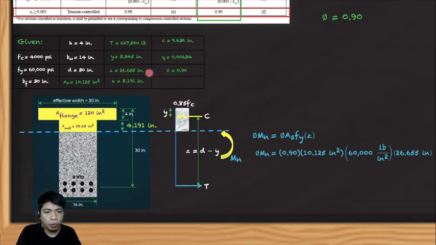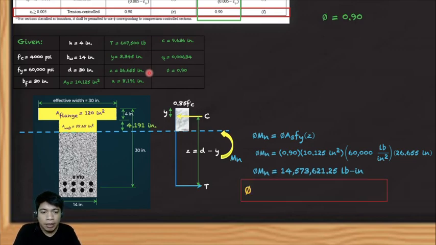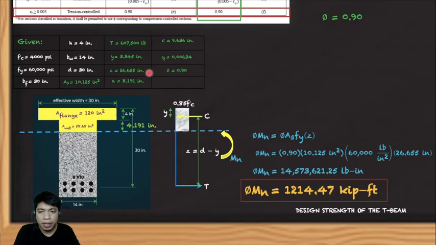Now we can compute our phi Mn, and our resulting value will be in pound-inch. That is 14,573,621.25 pound-inch. Of course, usually when the problem is in English units, the required answer is not in pound-inch, but in kip-feet. So, if we convert this to kip-feet, this will be 1,214.47 kip-feet, and that is already the design strength of the T-beam.